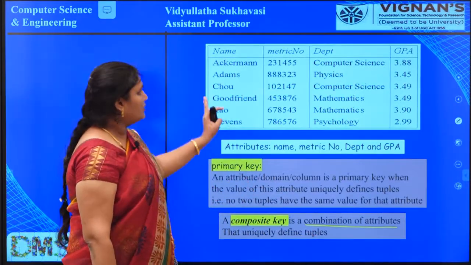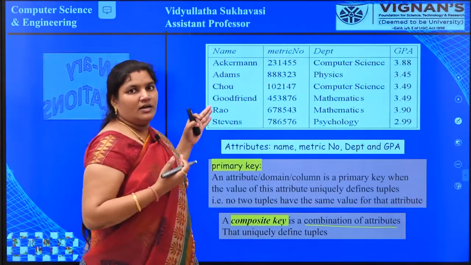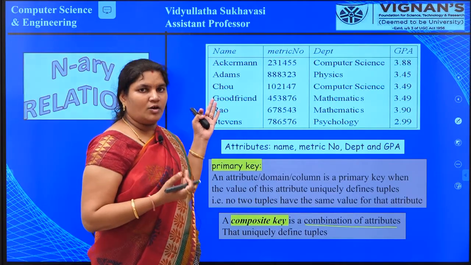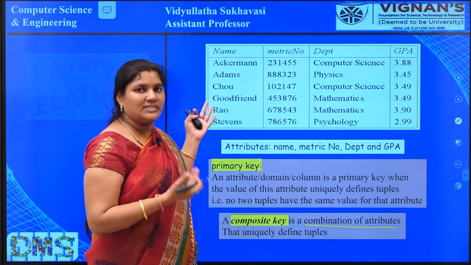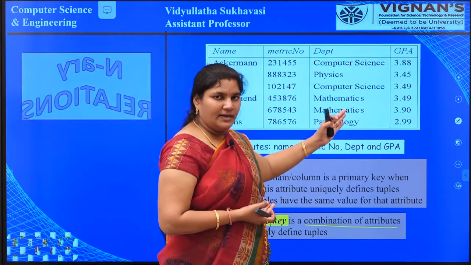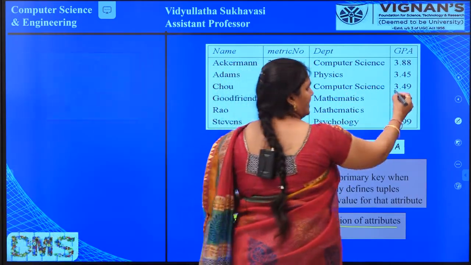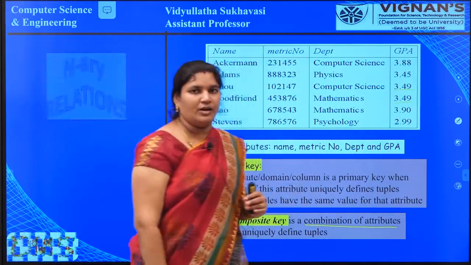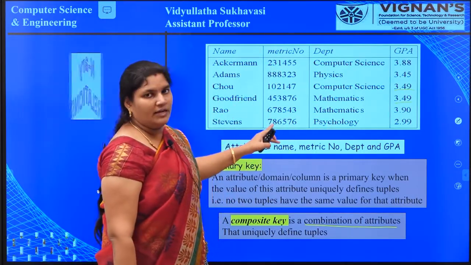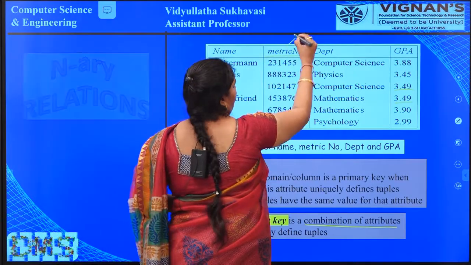If you take this table, the name may be the same for two or three students. There is a chance of having the same name. The department may also be the same, and the GPA may be the same, like 3.49, 3.49. But in this table, matric number is a unique column. So this will be the primary key.